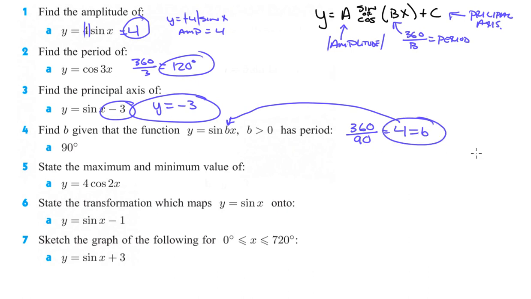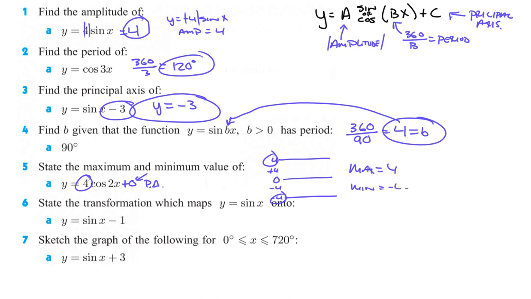Okay? State the maximum and minimum value of this. When you're doing this, you have to take two things into account. You have to figure out what the principal axis is, plus 0. So there's our principal axis. Then you have to take into account what the amplitude is. We start here at 0, and the amplitude tells it to go up 4, so add 4 to get up to positive 4. Then we also subtract 4 to get down to -4. So there's our max and there's our minimum. Max equals 4, minimum equals -4.